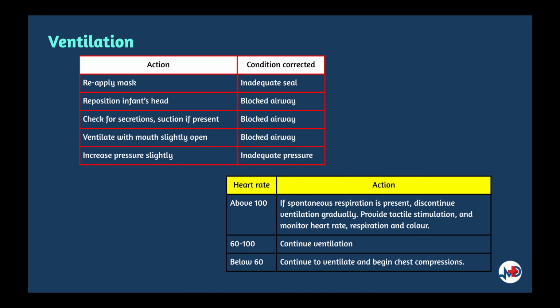Next, we move on to ventilation. So let's look at the indications of ventilation. Bag valve mask ventilation is indicated if the infant is apneic, gasping, and respiration is spontaneous but heart rate is below 100 beats per minute.